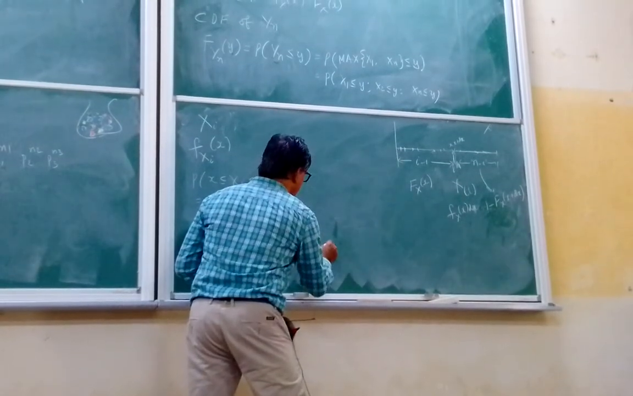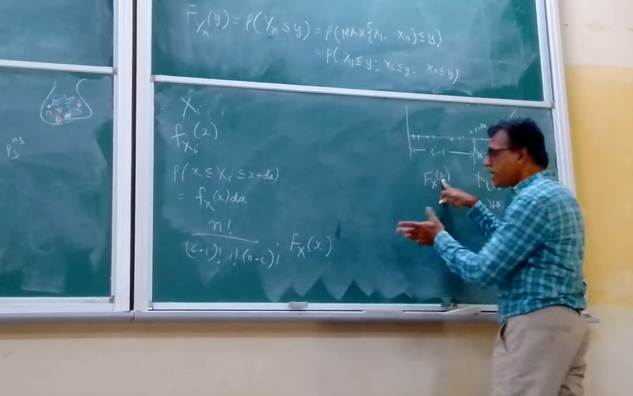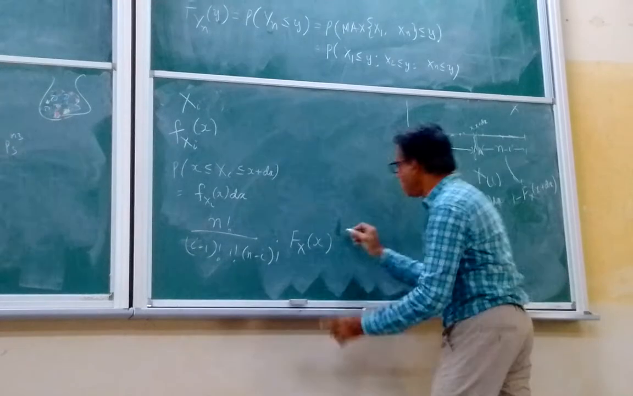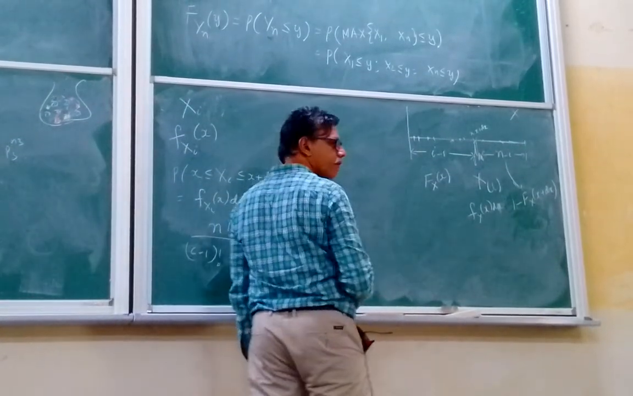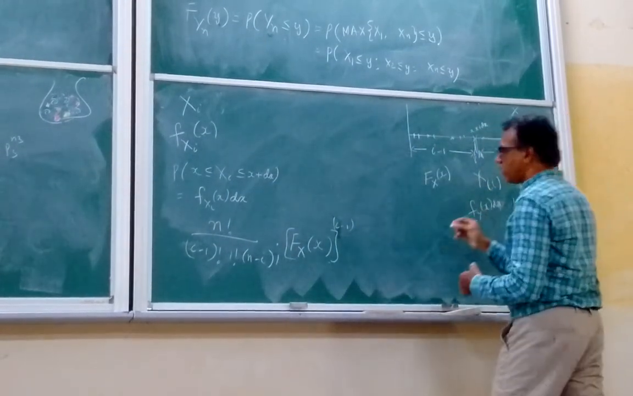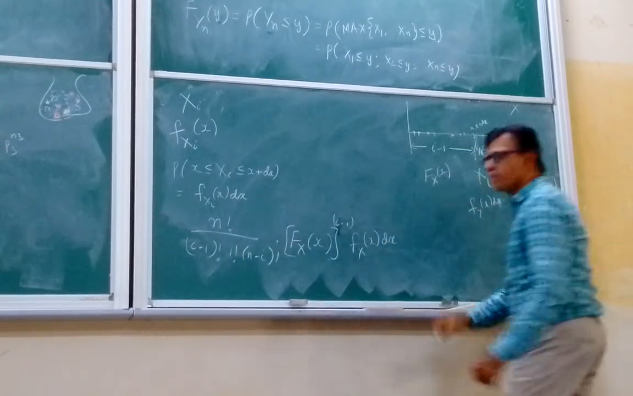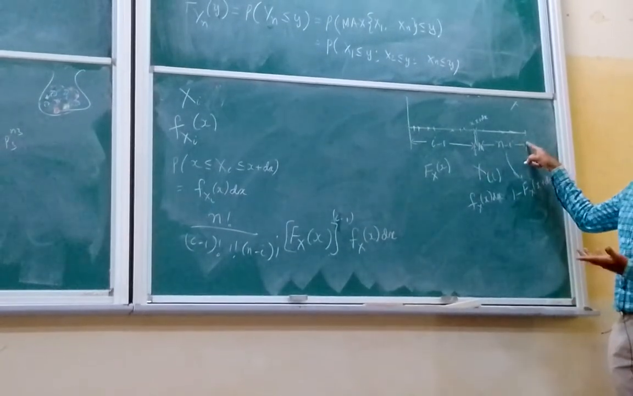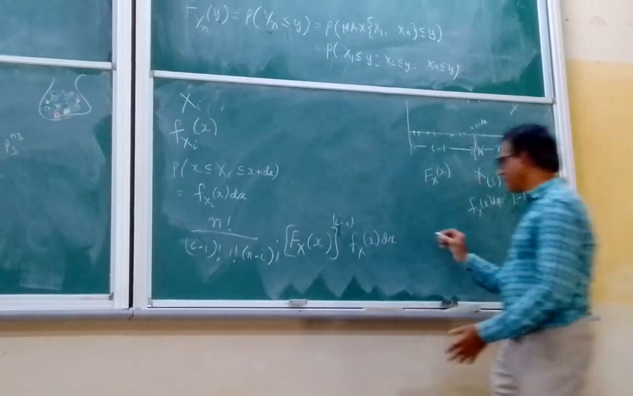fx. They are all identical. Fx of x is the probability. How many of them should be below this one? This is P1, power i minus 1. And the probability that the ith one will fall in this interval is this, and the probability that n minus i will fall above this interval is this probability power n minus i.